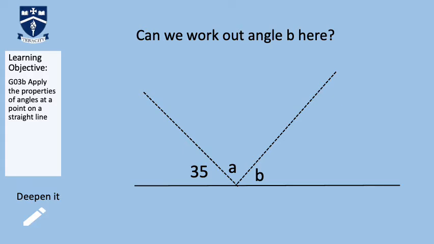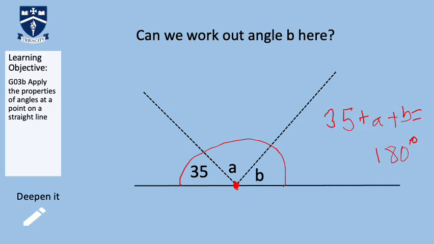Okay, have a look at the question on the screen. Once you have done that, come back to the video and we will go through it. It says, can we work out angle B here? Well, in order to work out angle B, we need angle A, because we know angles at a point on a straight line add up to 180. So this entire thing adds up to 180. So 35 add A add B equals 180.